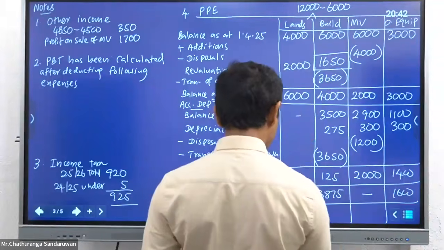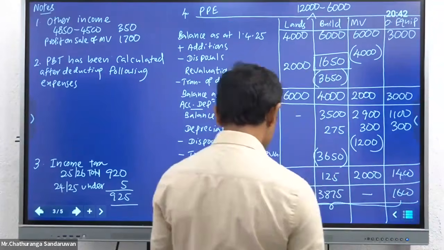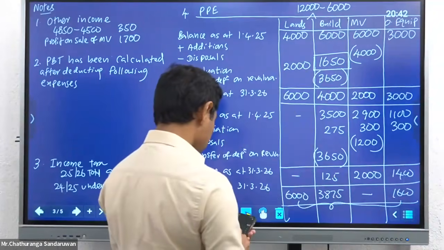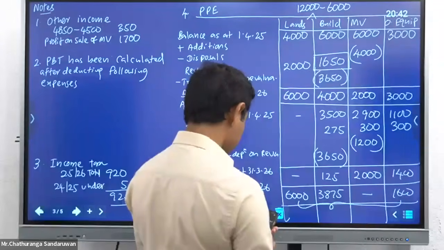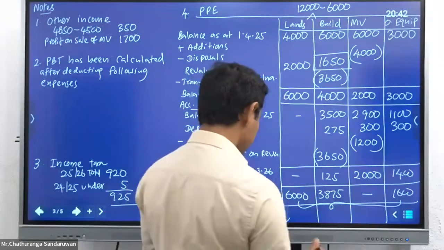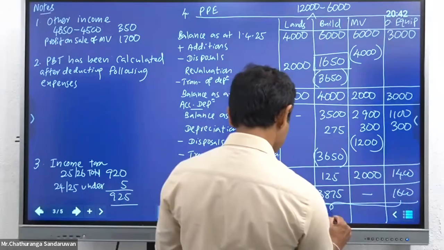And here 1,400, 1,600. So if you take the total of the carrying amount, if I take the summation, 6,000, 3,875, 1,600, it is 11,475.